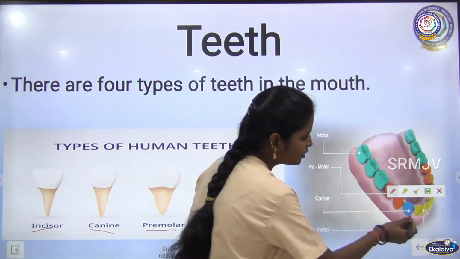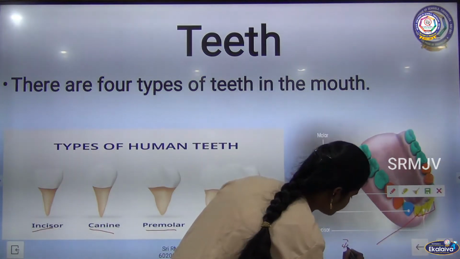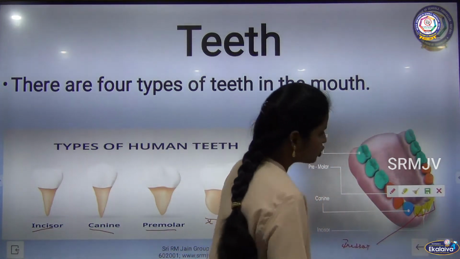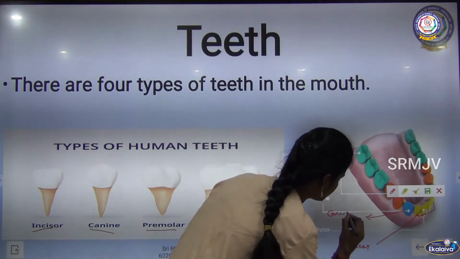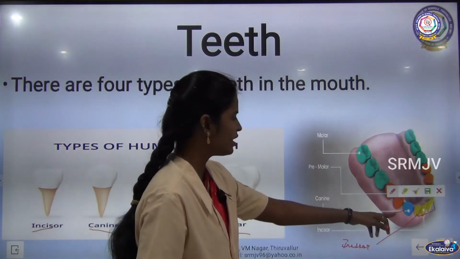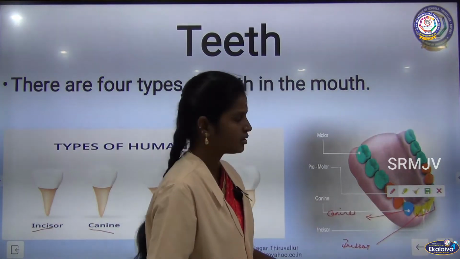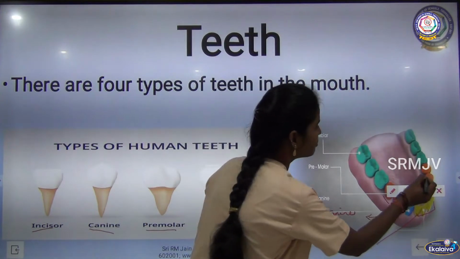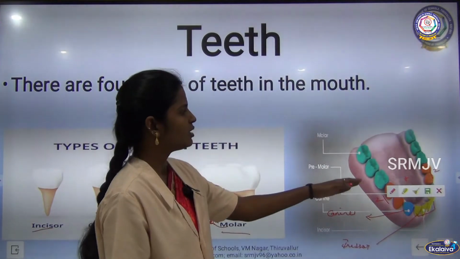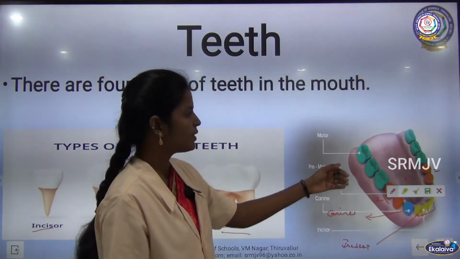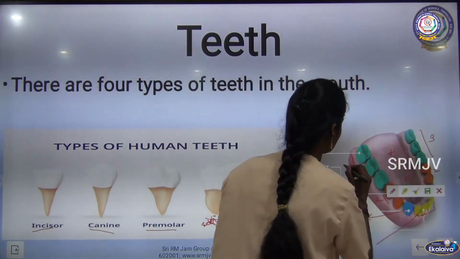Here the front 4 teeth are called incisors. Behind the incisors, canines are present. And next to the canines, we have 2 premolar teeth on either side. So totally we have 4 premolars, that is 2 plus 2. And next to the premolars, molars are present. So we have 3 molars on either side. So 3 plus 3, 6.